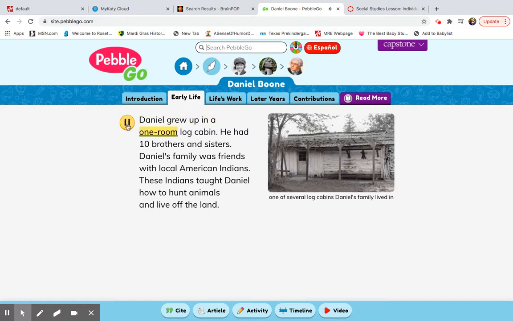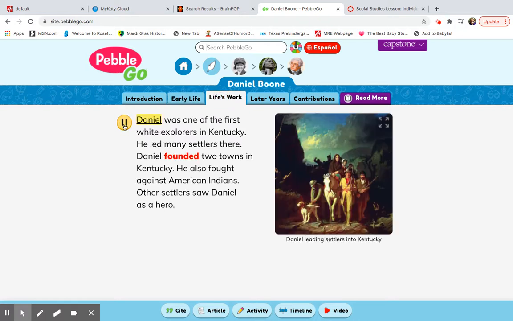Daniel grew up in a one-room log cabin. He had 10 brothers and sisters. Daniel's family was friends with local American Indians. These Indians taught Daniel how to hunt animals and live off the land. Daniel was one of the first white explorers in Kentucky. He led many settlers there. Daniel founded 2 towns in Kentucky. He also fought against American Indians. Other settlers saw Daniel as a hero.